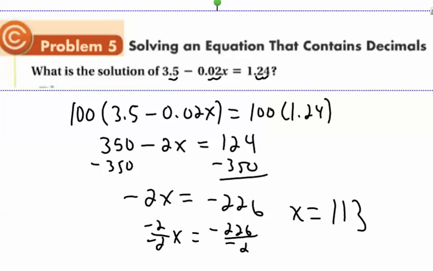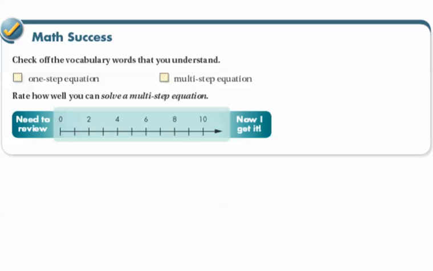Because when I come back here, I'm going to show you, do you know what a one-step equation is? If you don't, put it in your words to know. Do you know what a multi-step equation is? It's what we just did. Put it in your words to know. And I got this, so I'm going to mark that as a 10.